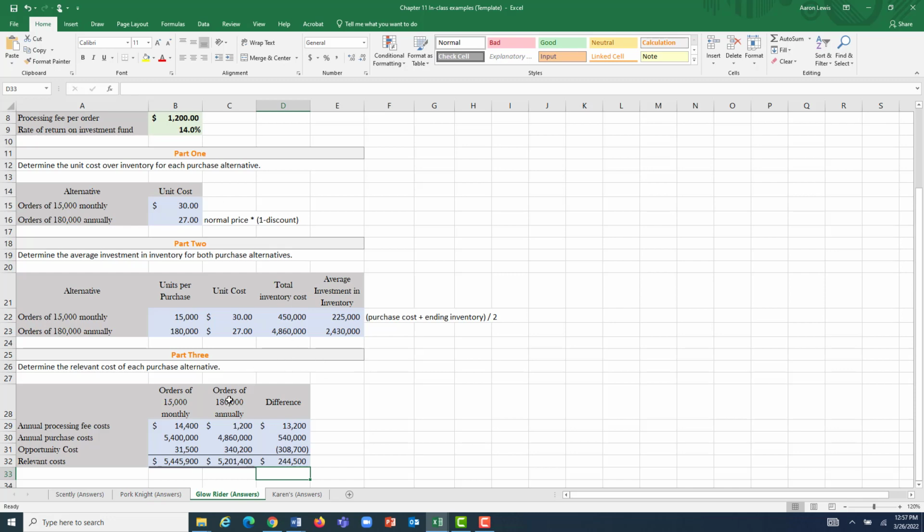If we choose to make decision B over here, orders of $180,000 annually, we should experience $244,500 less costs net of potential investment returns. It should increase our income by $244,500 during the period. And therefore, Glow Rider should make the decision, go to their supplier and say, yep, we're going to hit you up on your deal. Please send us 180,000 gallons of paint immediately.